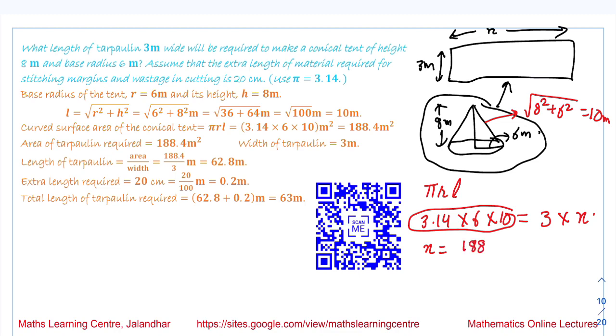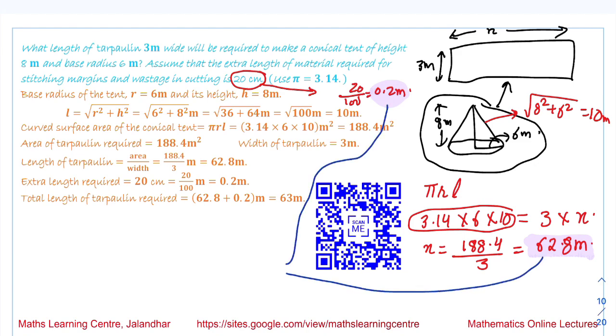So the value of x that we obtain, when we solve this, is 188.4 by 3. This is equal to 62.8 meters. Now how much extra tarpaulin is required? It is 20 centimeter. When we convert 20 centimeter to meter, it is 20 by 100, that is equal to 0.2 meter. So the total length required is the sum of both these values, that is 62.8 plus 0.2, that is equal to 63 meters.